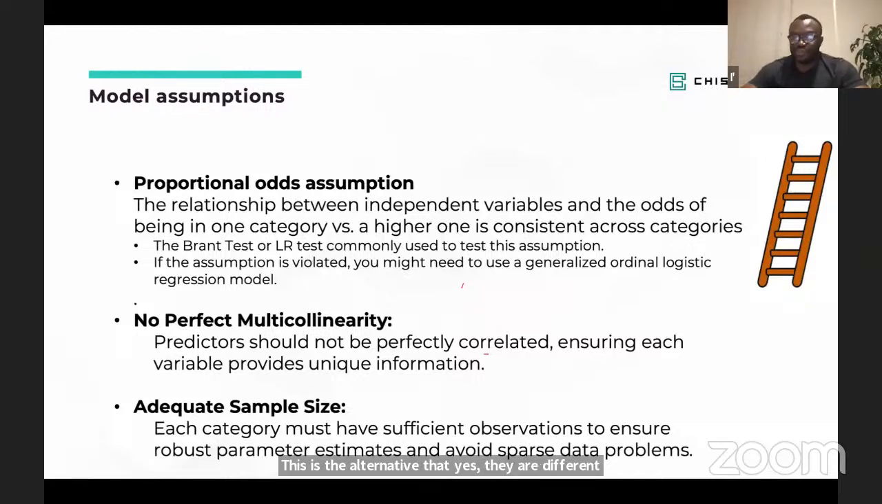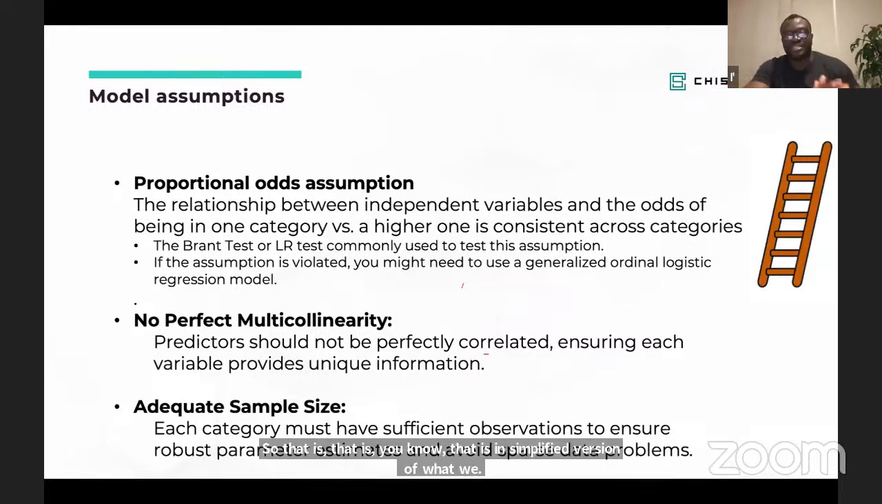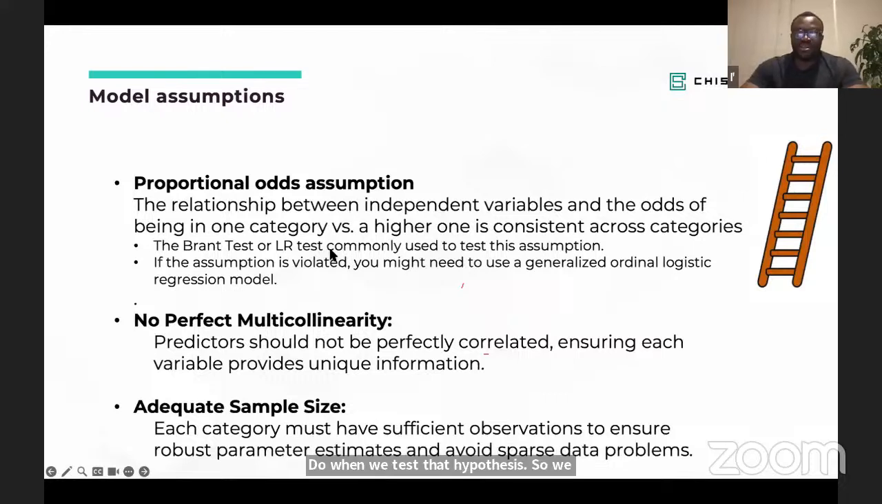So if we do a test trying to compare the rungs of this ladder from first to second or second to third, if we are going to believe that the proportional odds assumption holds true, then we expect that there should be no difference. They should all be the same, right? So that is a simplified version of what we do when we test that hypothesis. So we expect to see a non-significant result when we do a Brant test or a likelihood ratio test that confirms that yes, we are all set to use proportional odds.